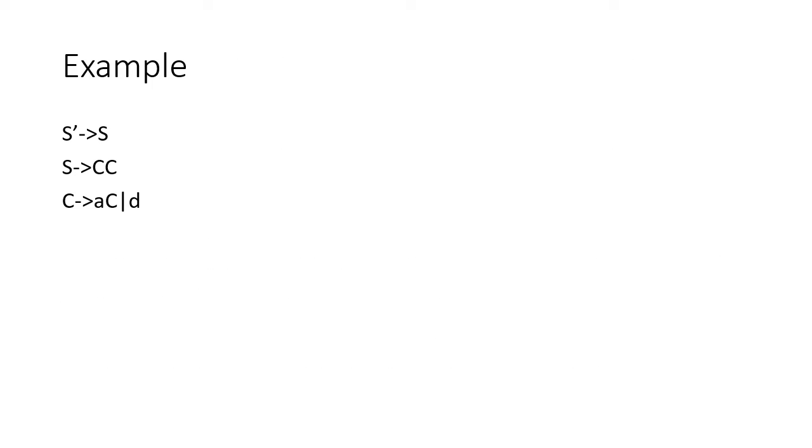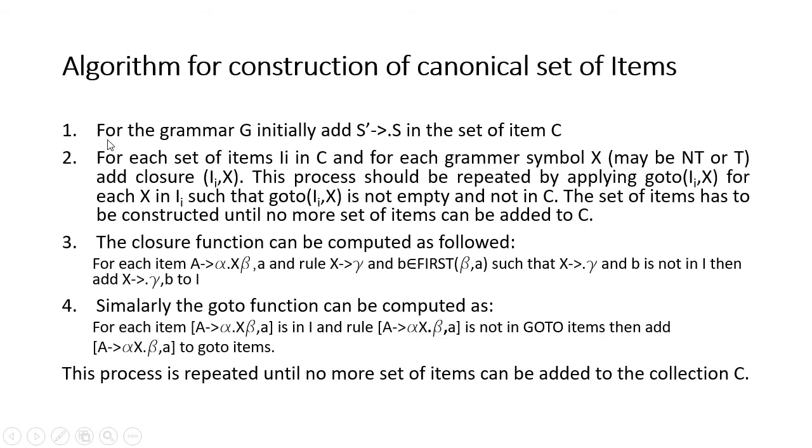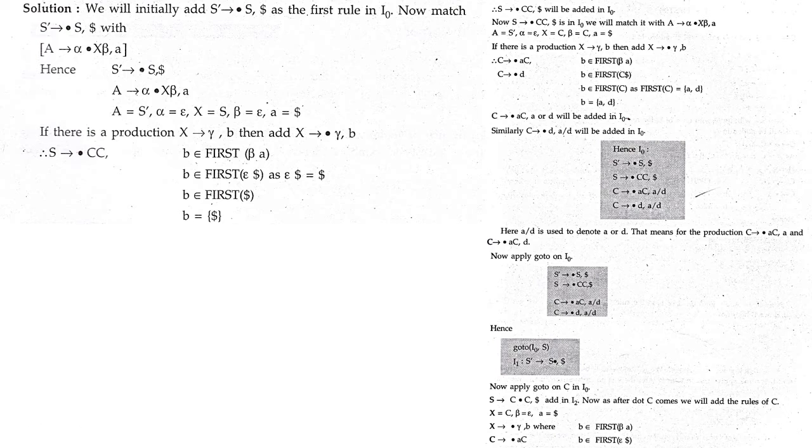Now let's take an example. Here I have a grammar S derives CC and C derives AC or D. So you can see that the non-terminals are C and S and the terminals are A and D. The augmented grammar is added at the top, S' derives S, as per the rule which was set. Now we'll look at the solution for it.